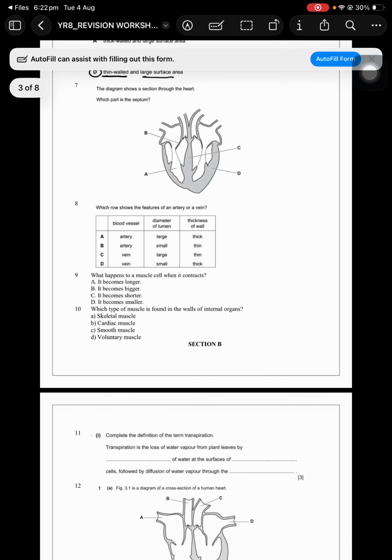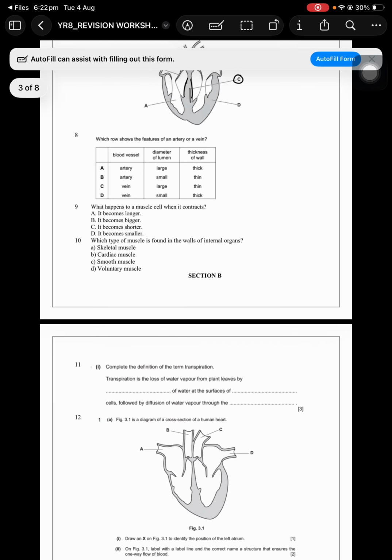The diagram shows a section through the heart. Which part is the septum? The septum is the middle part separating both sides of the heart, the right side and the left side. So the middle is called the septum. So C is the answer.